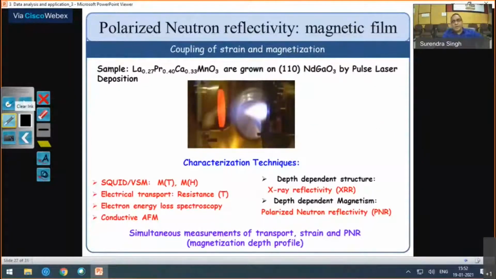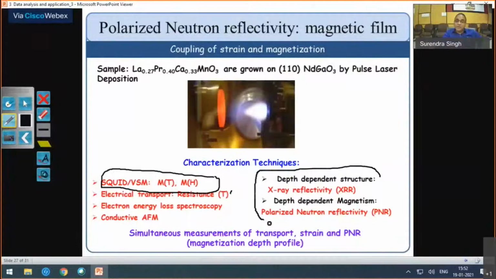So as usual, we made these thin films. Then we did all types of characterizations, like macroscopic magnetization by SQUID magnetization. We did resistivity measurements. Then we did TEM and conducting AFM to see the electron phase. In addition, we did depth dependent techniques, one by X-ray reflectivity and polarized reflectivity. In fact, this was one of the experiments which we made simultaneously.